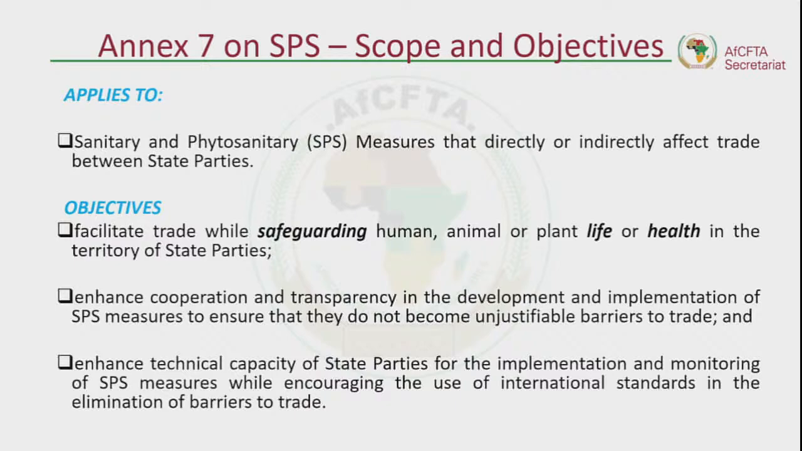And then the last objective is to enhance technical capacity of state parties to implement and monitor SPS measures, of course, while ensuring that they rely on international standards in the elimination of barriers to trade.